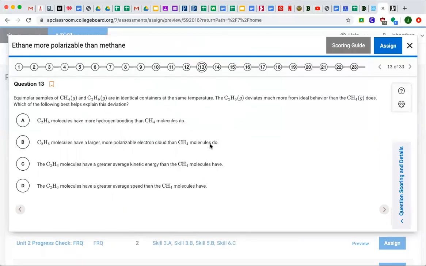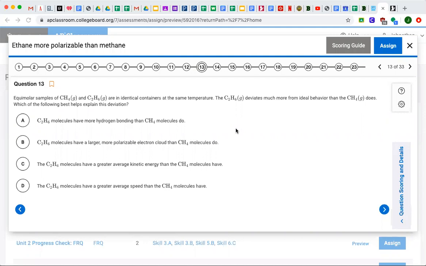Equimolar samples of CH4 gas and C2H6 gas are in identical containers at the same temperature. Ethane gas deviates much more from ideal behavior than methane gas does. Which of the following best helps explain this deviation? Okay, so there's some deviation from ideality and what's going on. What do we think, guys?